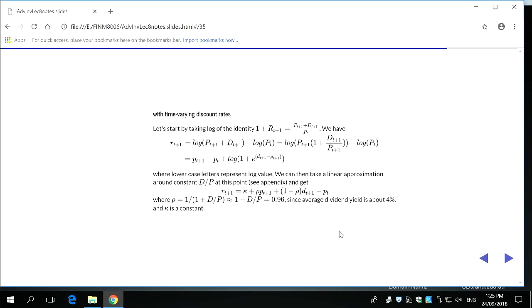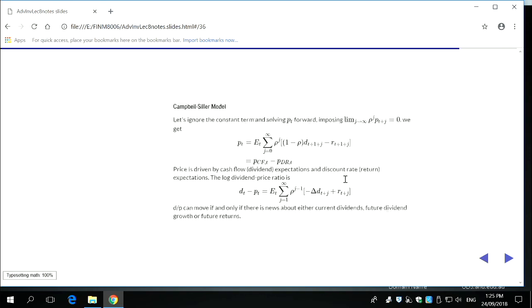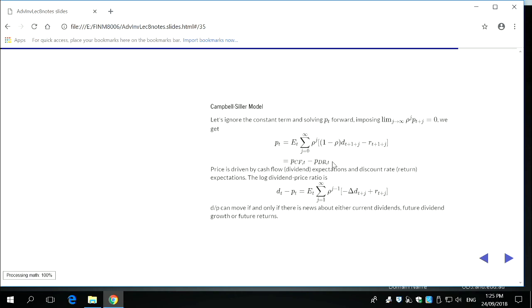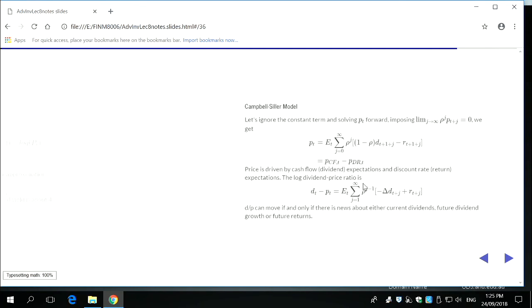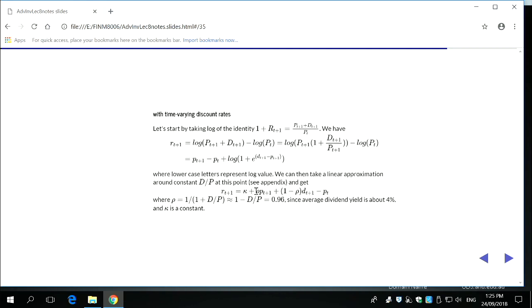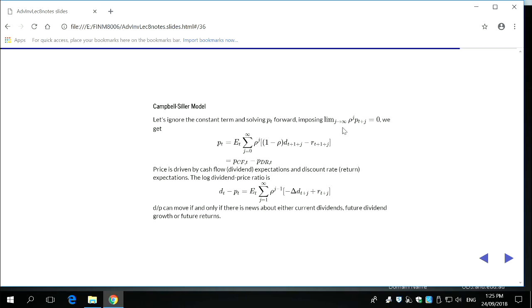Right, so now we have a linear expression for log of the returns and the log of the price. So everything is linear again. We can use iteration again. If we ignore this term, kappa, that's the constant term, that wouldn't affect any of our iterations. And we just take this iteration part, right, and iterate forward. What we can solve for p_t is just p_t equal to expected sum of discounted future dividend minus the return or the discount rate.